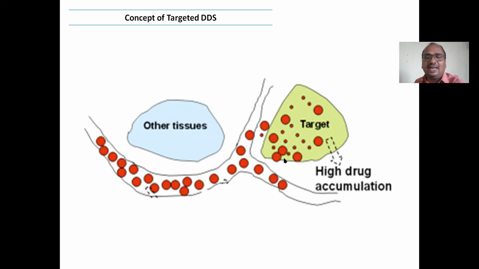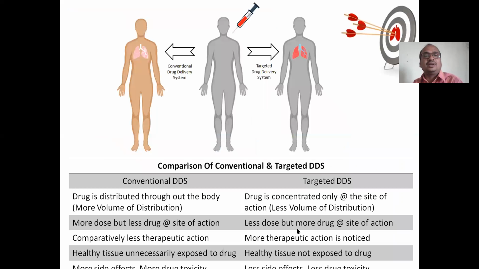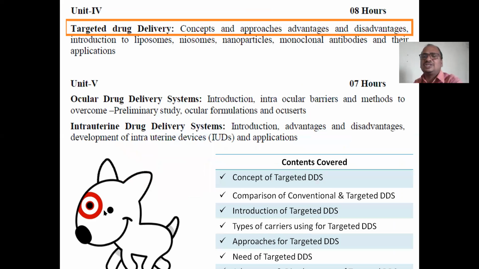See, high drug accumulation can be found in the targeted drug. Now you can see the differences. In the examination, you have to write all these points and diagrams. Very, very important. The same points I have explained are the points here. You can take screenshots.